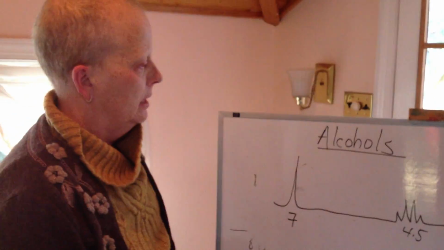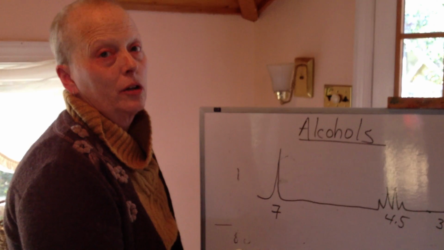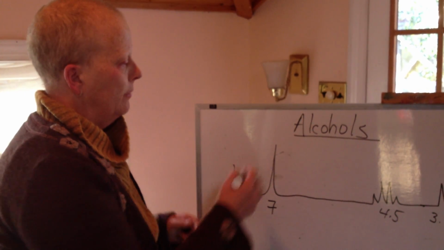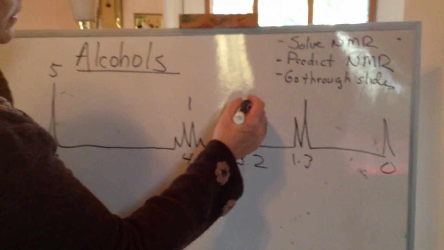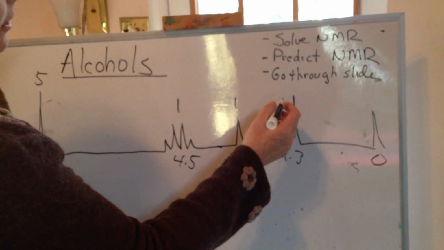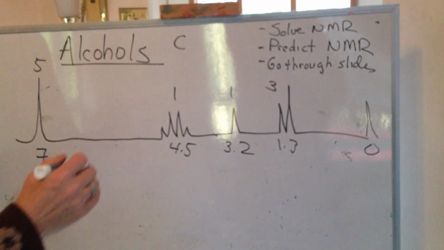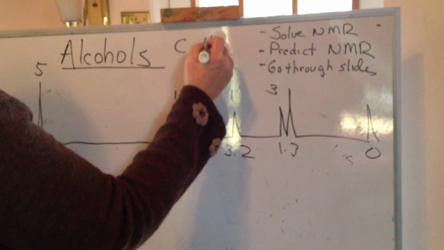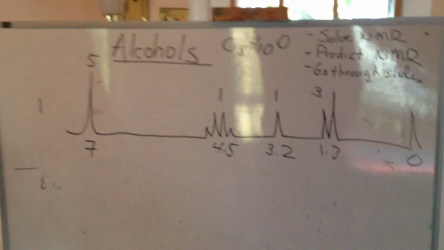I explained that to you in class. NMR is registered in terms of parts per million, and parts per million are proportional to frequency. Okay, so if I were gonna give you the areas on this, this is 5. The area of this peak is 1. The area of this peak is 1, and the area of this peak is 3. And this compound is C8H10O. Okay? All right, so that's our spectrum.